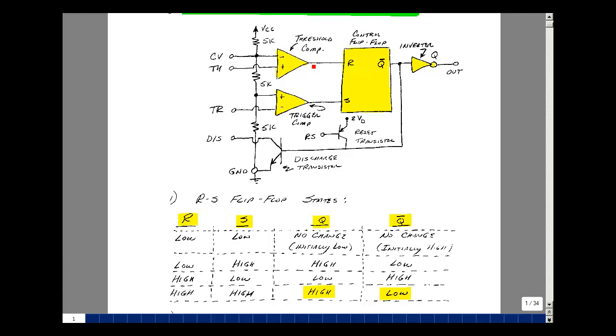Now, if the opposite's true, if this is bigger than 2/3 VCC, then this is positive. This goes high, and it gives me a logical 1 on the reset line.